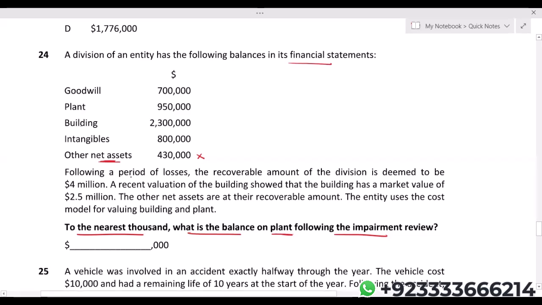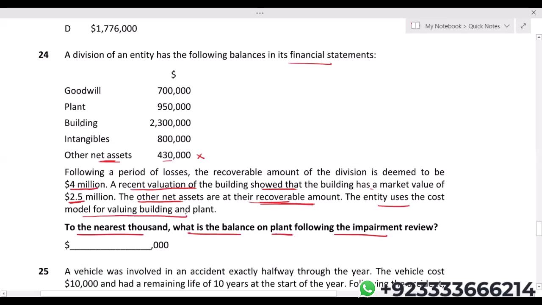Following a period of loss, the recoverable amount of the division is deemed to be 4 million. A recent valuation of the building showed a market value of 2.5 million. So I cannot allocate any impairment loss to the building either, because the fair value of the building is far more than its carrying amount. The other net assets are already at their recoverable amount, so no need to do anything. The entity uses the cost model for valuing a building and plant.